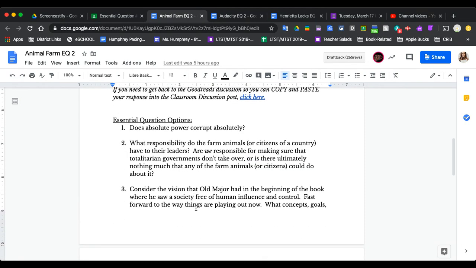So if you decide you're going to answer this second question, Animal Farm people, what responsibility do the farm animals or the citizens of a country, for example, have to their leaders? And how are we responsible in the big scheme of things? This is an opinionated question, so there isn't necessarily any right answer as long as at the end of the day you can back this up. So can you find something in the text that can prove what you feel is the responsibility of the farm animals and or citizens of a country, right? So make sure that you're backing it up with that.